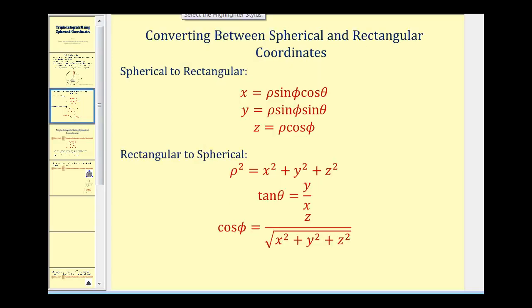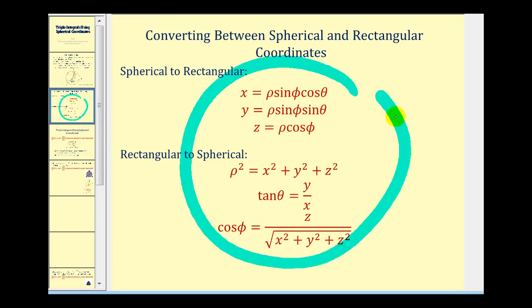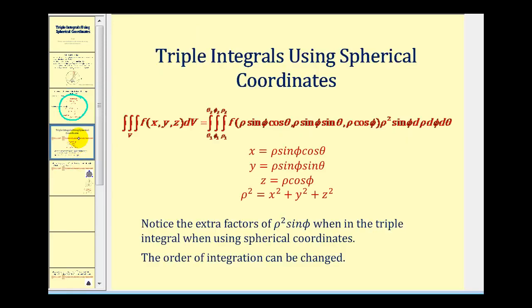We also need to be familiar with the equations used to convert between spherical and rectangular coordinates. So you may want to copy these into your notes. Let's take a look at a triple integral using spherical coordinates. If we have a triple integral in rectangular form as we see here, this is how we write it in spherical coordinates. And there are several things that we should recognize here.